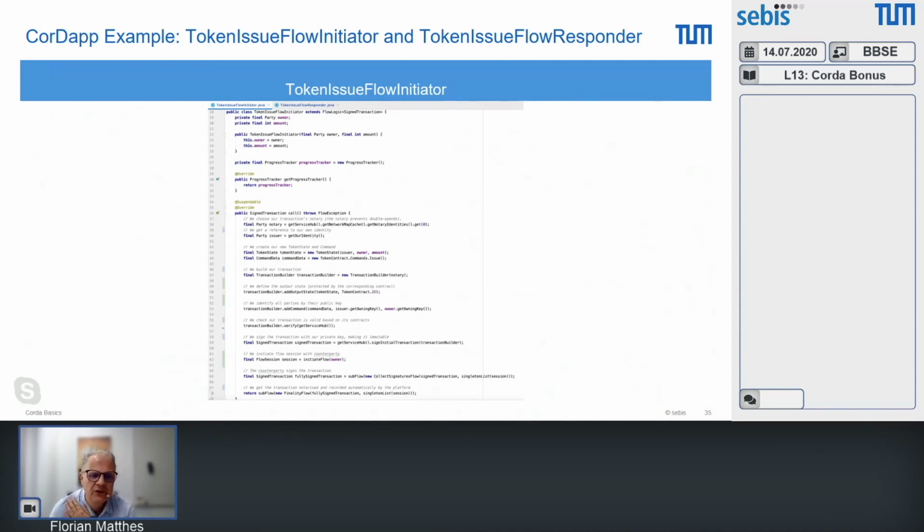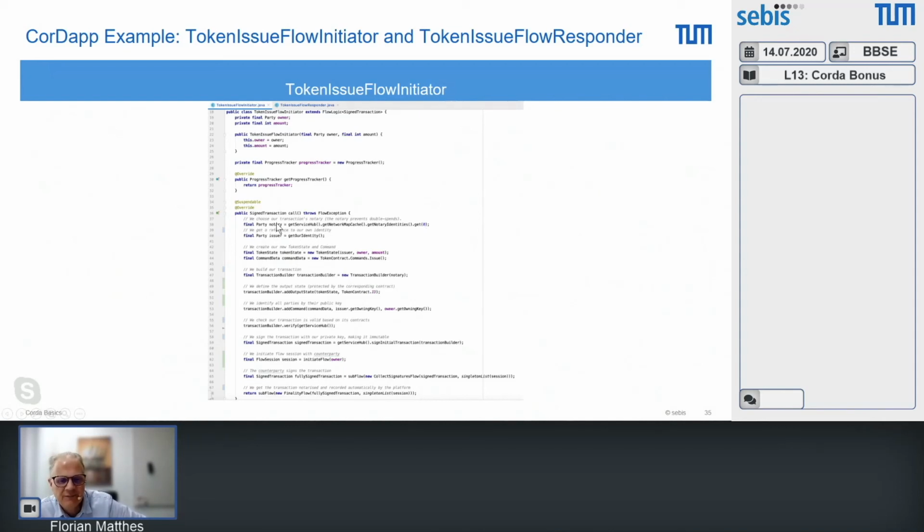So therefore, we would first say, okay, now we want to find out which notary should be responsible for this flow or the state transition in this flow. So we would call this factory method, get service hub, get network map cache, and get the notary identities. And from this set or list of identities, we get the first element, which would be our default notary.